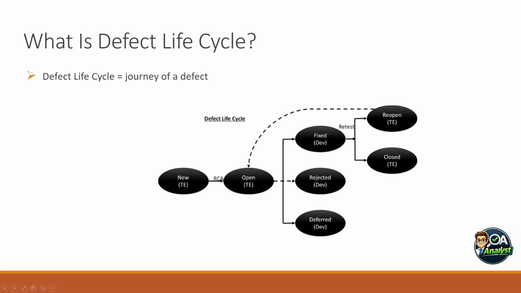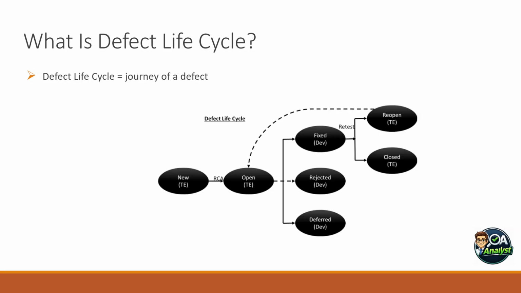The defect life cycle is a sequence of statuses that a defect goes through from the moment it is identified by the tester until it is fixed, verified and finally closed. Each status clearly defines who is responsible, what action is expected and what happens next. So now let us go through the exact flow, one status at a time, based on the diagram you see.